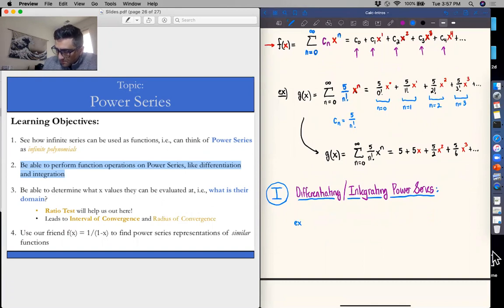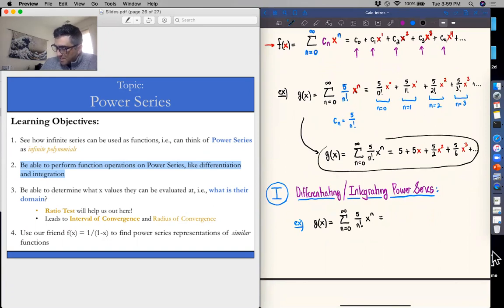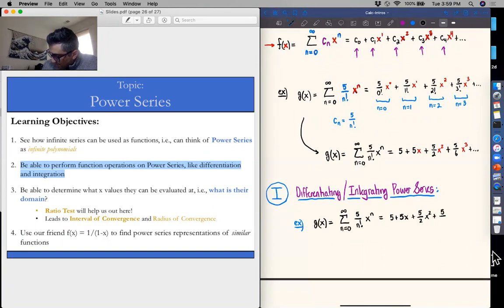So let's go through this. And the example I want us to do is the example we sort of looked at up above, this function g of x that we're writing as a power series from n equals 0 to infinity of 5 over n factorial, all times x to the power of n. And in fact, we even wrote above some of its terms before, so I'll just copy down some of its terms. So we had things like 5 plus 5x, plus 5 halves x squared, plus 5 6 times x cubed, and so on and so forth.